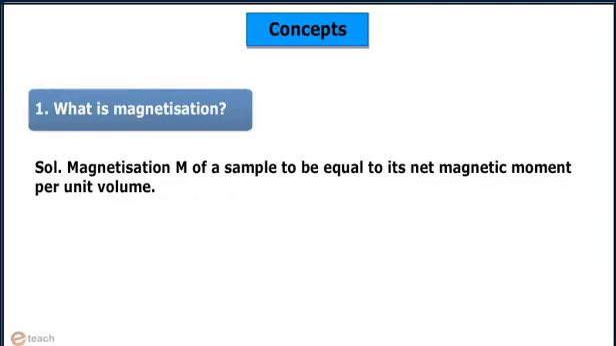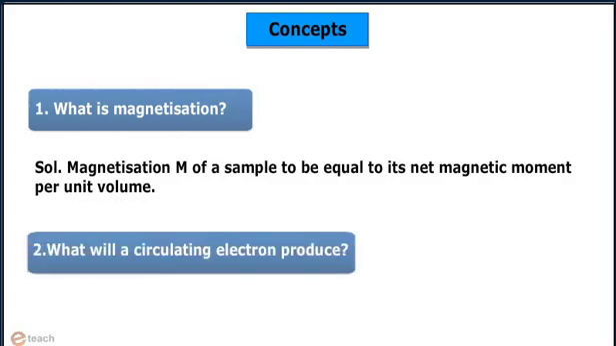Concepts. Number 1. What is magnetization? Magnetization M of a sample is equal to its net magnetic moment per unit volume. Number 2. What will a circulating electron produce? Solution: it will produce magnetic moment.